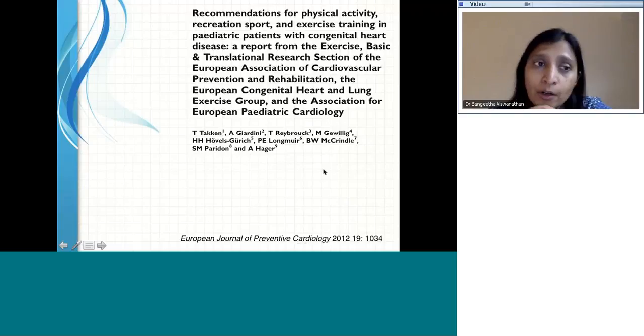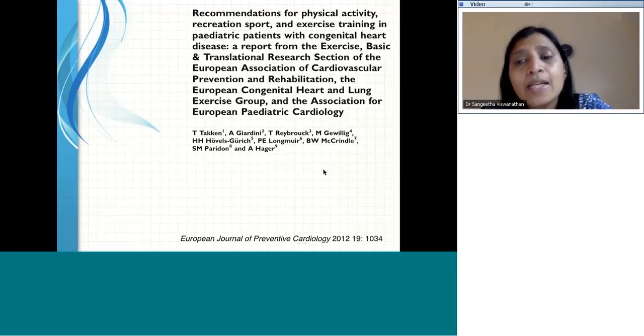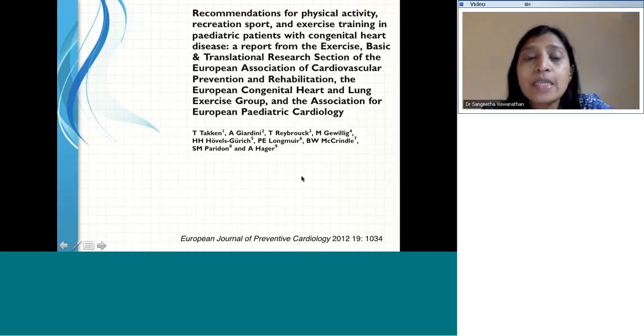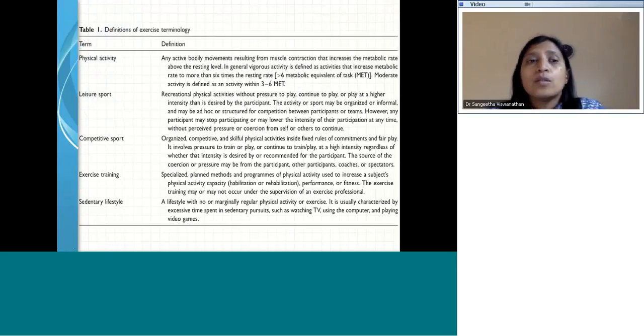It's quite a useful document. It's a fairly big document. And it's something that I think we can perhaps keep in our outpatient clinics to refer to if we need to give specific physical activity advice to our patients. So first of all, they defined various terminologies.